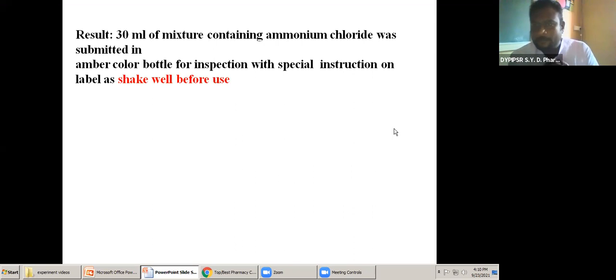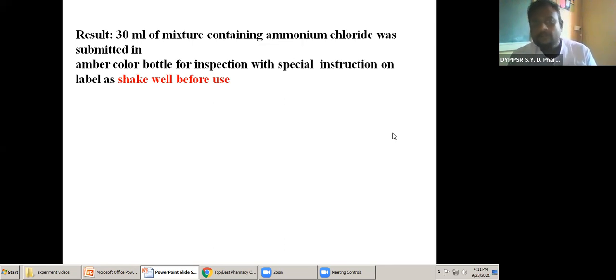The final result of this experiment is a 30 ml mixture containing ammonium chloride submitted in an amber color bottle. As we have seen in the experiment, we mixed all the ingredients required for this formulation, and then we measured that formulation, and then we transferred it to the amber color bottle to protect it from the light. Then we submitted the amber color bottle for inspection with the special instruction on a label: shake well before use. Before consuming the formulation, we have to shake it so that all the ingredients present in it will be mixed together properly.